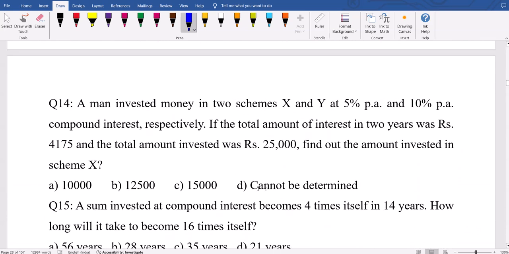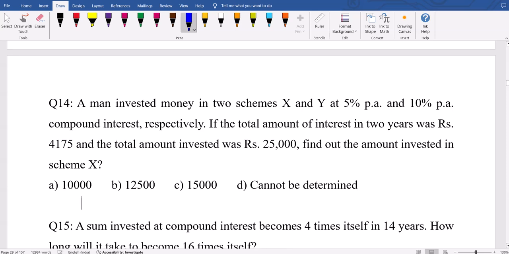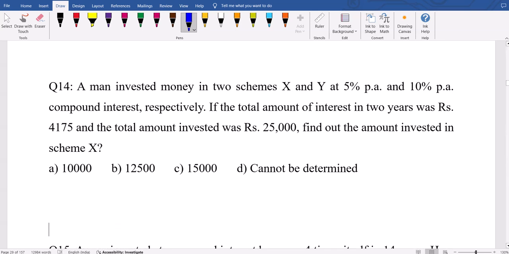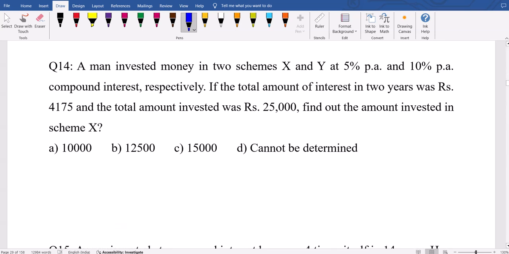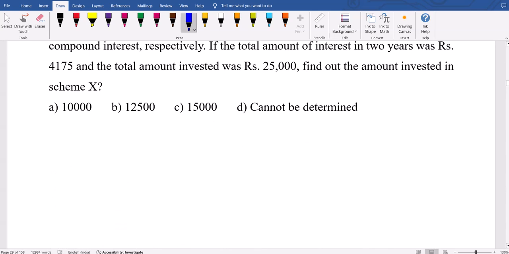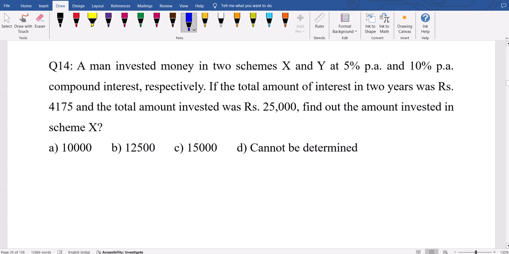A man invested money in two schemes, X and Y, one at 5%, the other at 10% per annum compound interest. The total amount of interest in 2 years was rupees 4,175 and the total amount invested is 25,000. Find the amount invested in X scheme. Can you find the X scheme amount, or cannot be determined, is what they are asking. Total interest is 4,175. Fine.